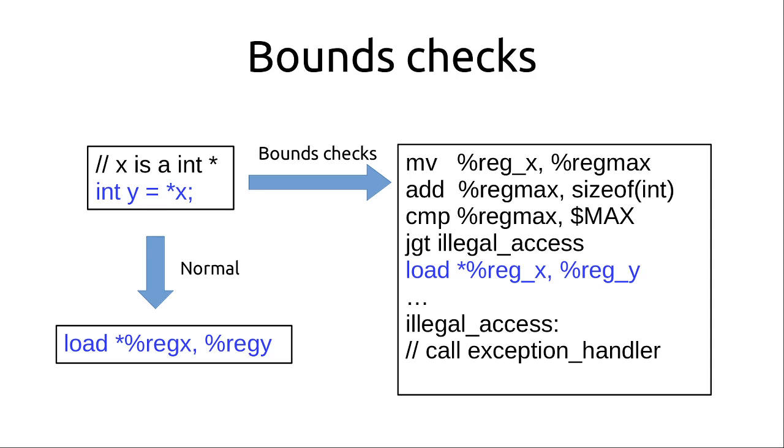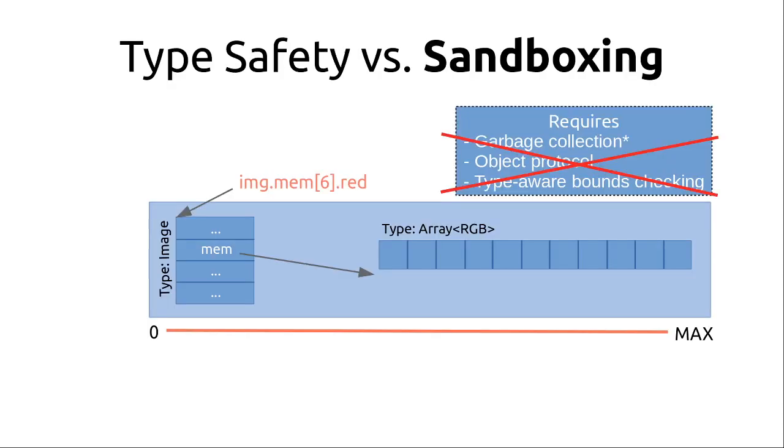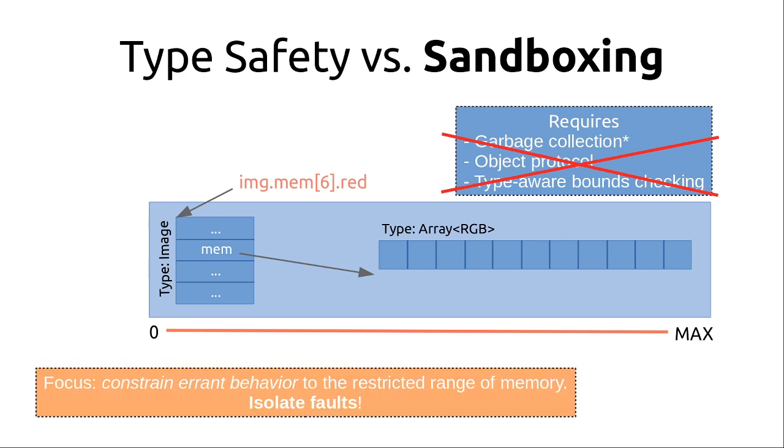So we can deal with bounds checking by simply adding checks within the code, either by the compiler or the assembler. So these do not necessarily require garbage collection, the object protocol, or type-aware bounds checks. All that they require is a compiler or assembler to generate those load and store protections. The downside is that this can often be relatively expensive.